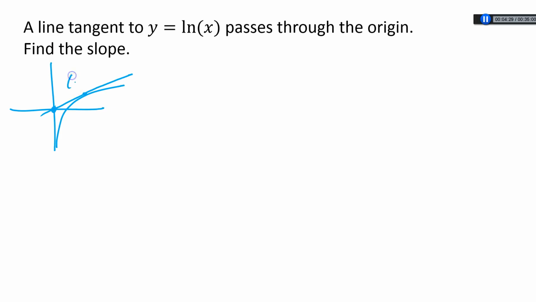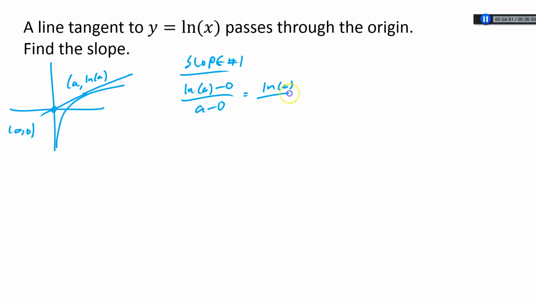The coordinates here are, let's call it a, ln of a, right, because it's on the natural log function. The coordinates here are 0, 0. So we can find the slope two ways. The first way is the traditional way that we find slope, right? Change in y over change in x. That's ln a minus 0 over a minus 0, which is ln a over a.